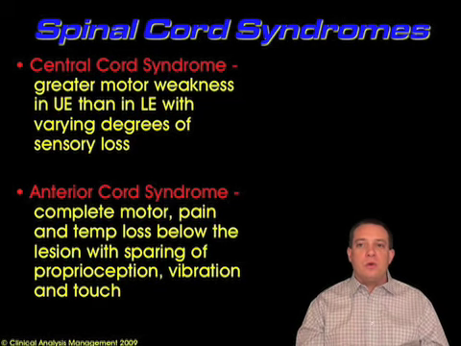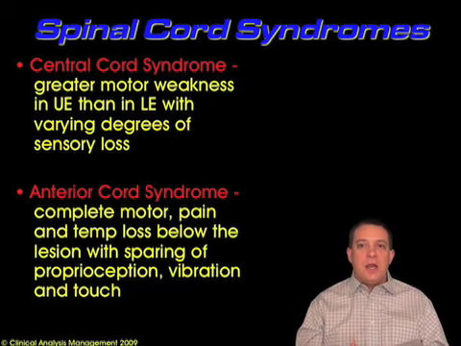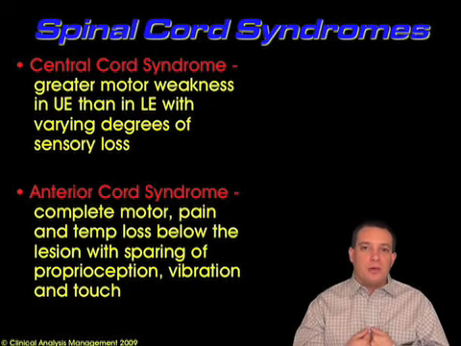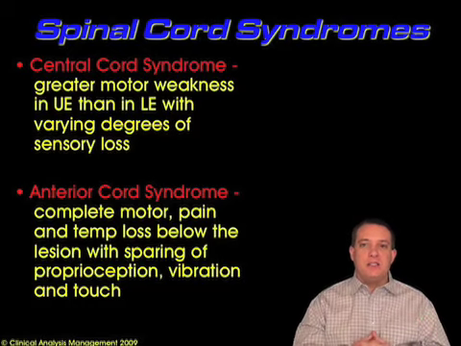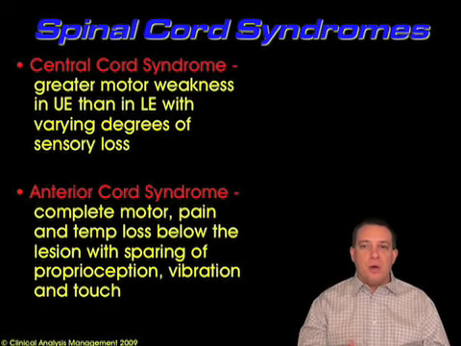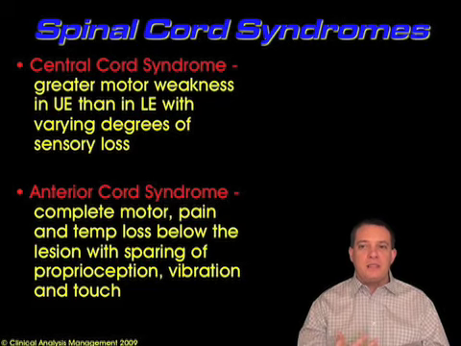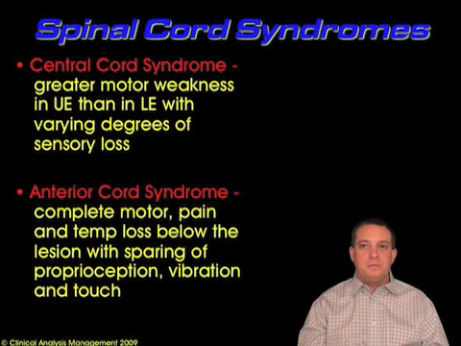When somebody has anterior cord syndrome, they have complete motor, pain, and temperature loss below the lesion, but they can still feel vibration, they can still feel touch, and they still have proprioception, which, as you recall, is knowing where your body is in space. In other words, knowing your hand is here as opposed to here. So with anterior cord syndrome, again, they've lost motor control, pain, and temperature, but they still have proprioception, vibratory sense, and they can still feel touch.